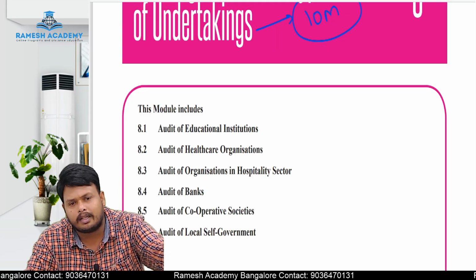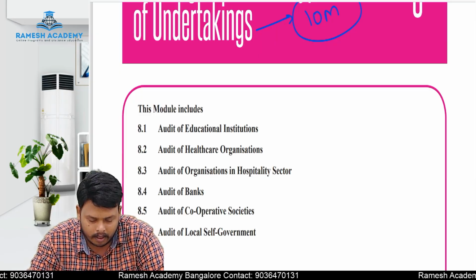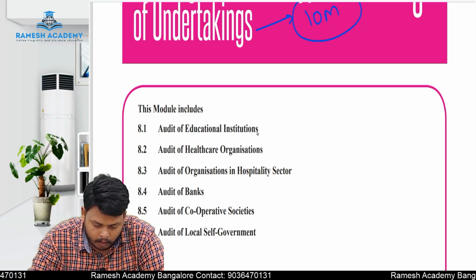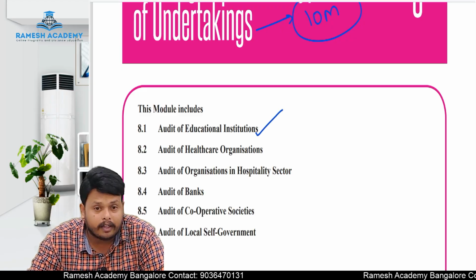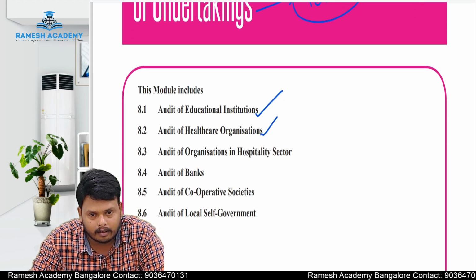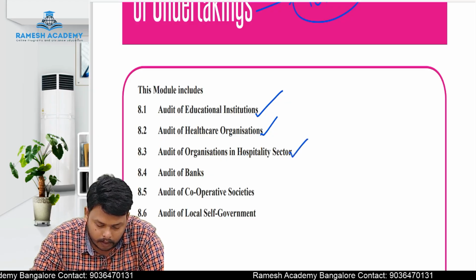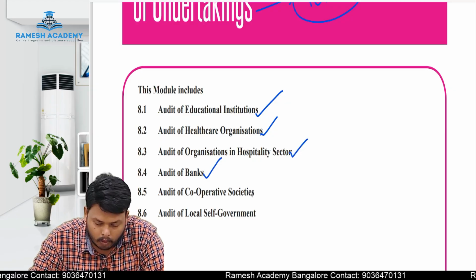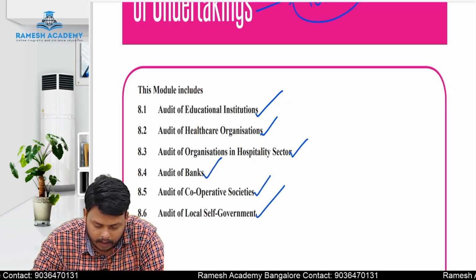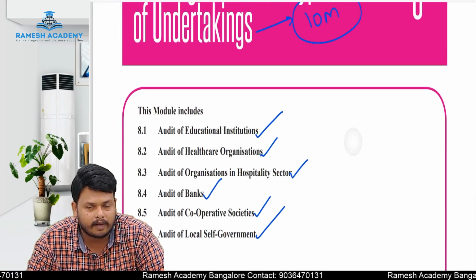In the 2016 syllabus we used to have so many undertakings, audit of independent undertakings, but they have removed each and everything. Now we have to see only audit of educational institutions, audit of healthcare organizations like hospitals, audit of organizations in hospitality sector, banks, cooperative societies, local self-government. Only these things we have to see, and out of these 6 things compulsory he will ask one question.